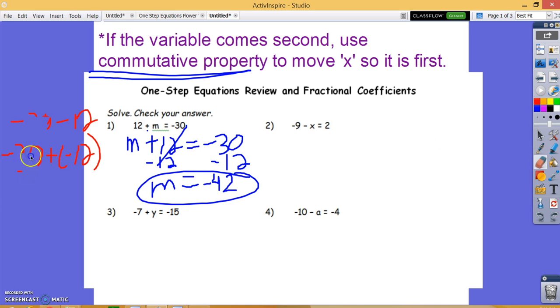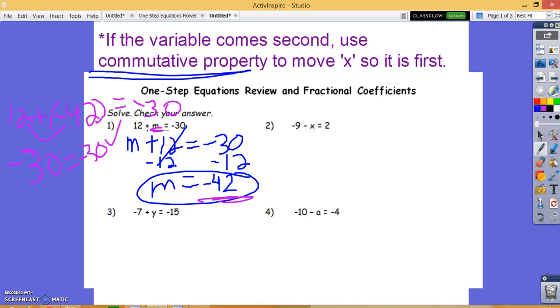Now, of course, I want to be able to check my work. So off to the side, I'm going to plug in negative 42 instead of m. I can use the original problem, and I would recommend that. So 12 plus negative 42 should equal negative 30. And 12 plus negative 42 is, in fact, negative 30. So negative 30 equals negative 30, and I put my little check mark to show, yes, it worked.